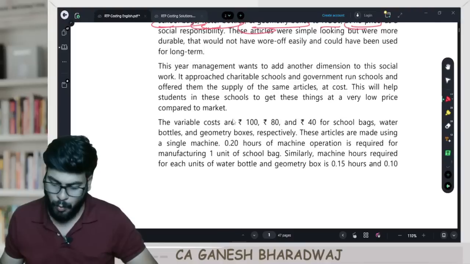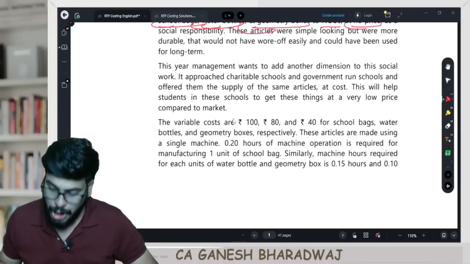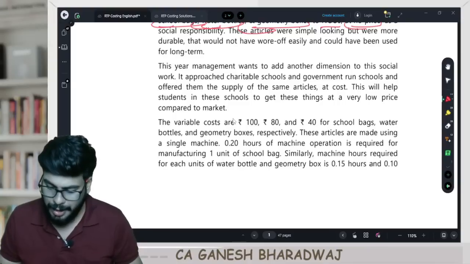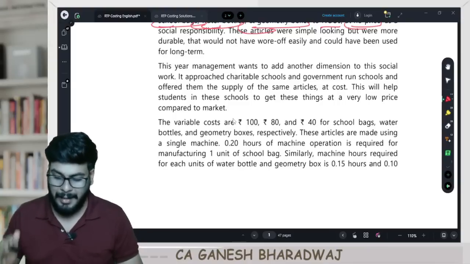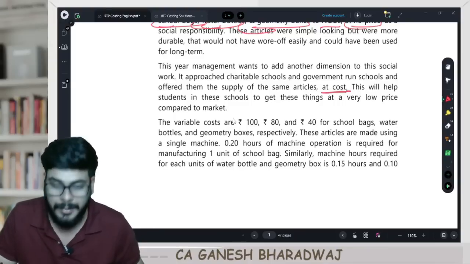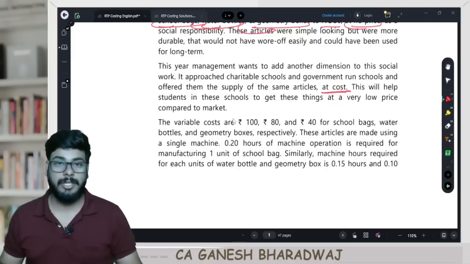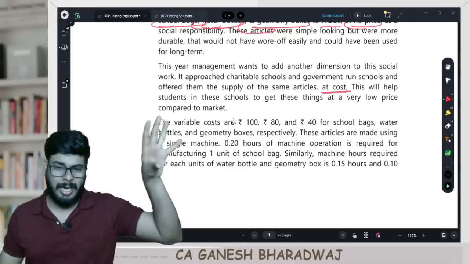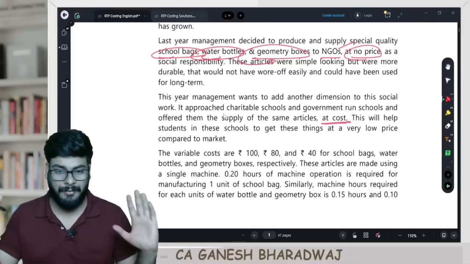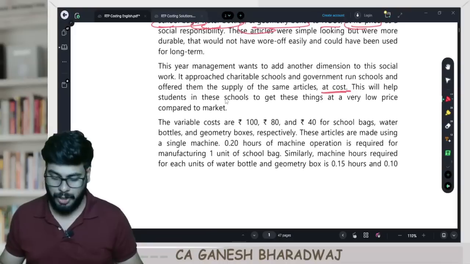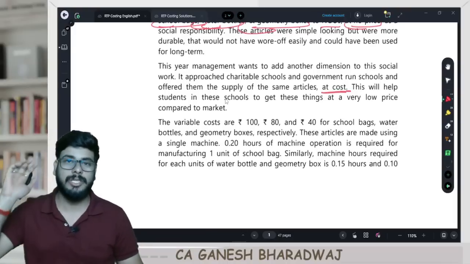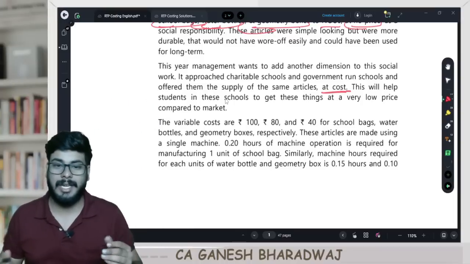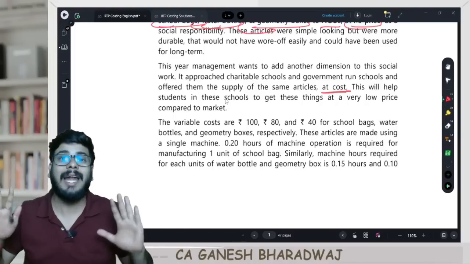This year, the management wants to add another dimension to this social work. It approached charitable schools and government-run schools and offered them to supply the same articles at cost. Okay, underline this. So now what they are trying to do this year as a part of their social responsibility, what do they want to do? Last year they were supplying to NGOs free of cost. This year, they are going to approach some schools, and to these schools, the same 3 products that they are dealing in, they are going to supply, but at cost.